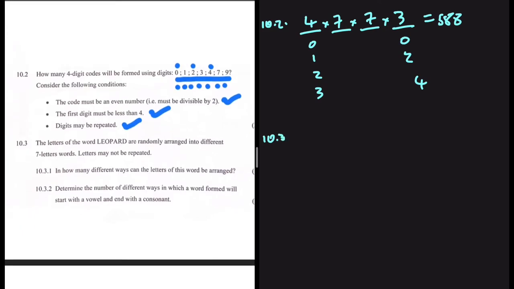The letters of the word leopard are randomly arranged into different 7-letter words. Letters may not be repeated. And then the first question, 10.3.1: in how many different ways can the letters of this word be arranged?